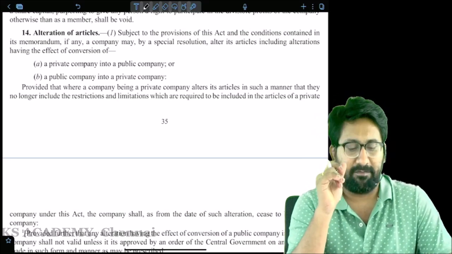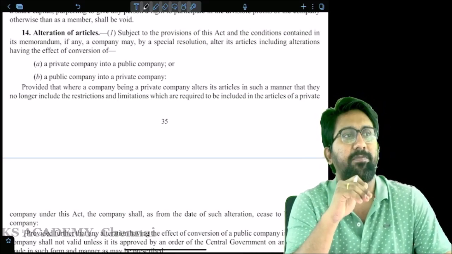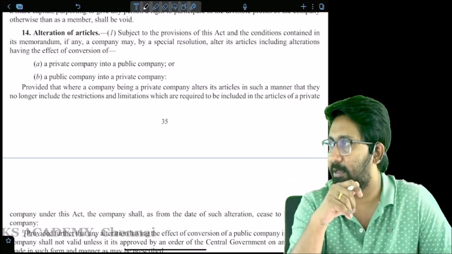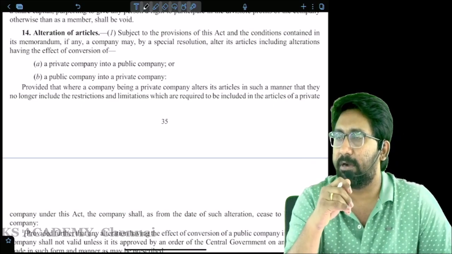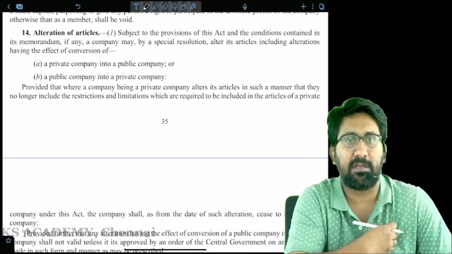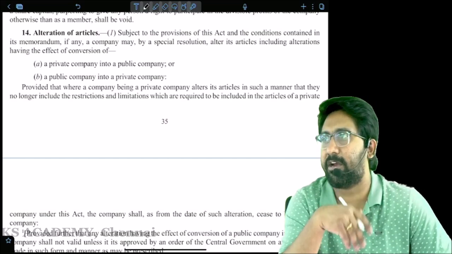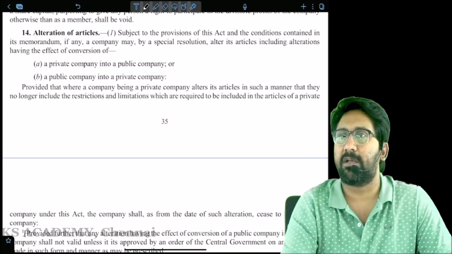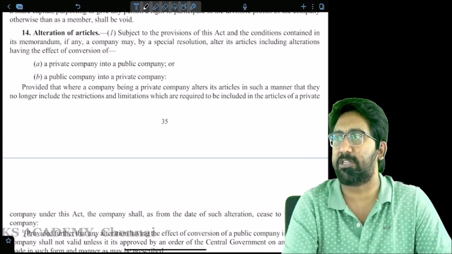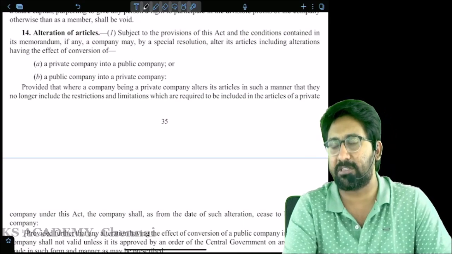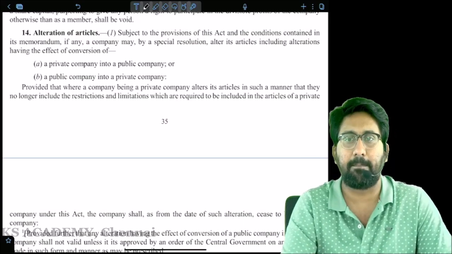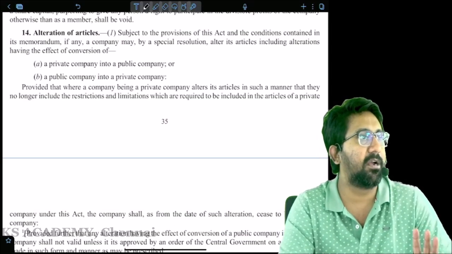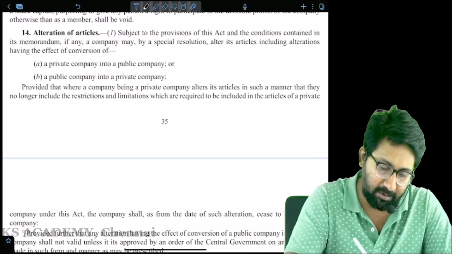So whenever there is an entrenchment provision, it makes alteration more complicated and more difficult. I am not saying it is prohibited, but alteration becomes more restricted. That's what we have seen. To insert the entrenchment, we require unanimous approval in case of a private company, and a special resolution in case of a public company. This is what we learned in the previous session with regard to entrenchment provisions. Now we have completed that.